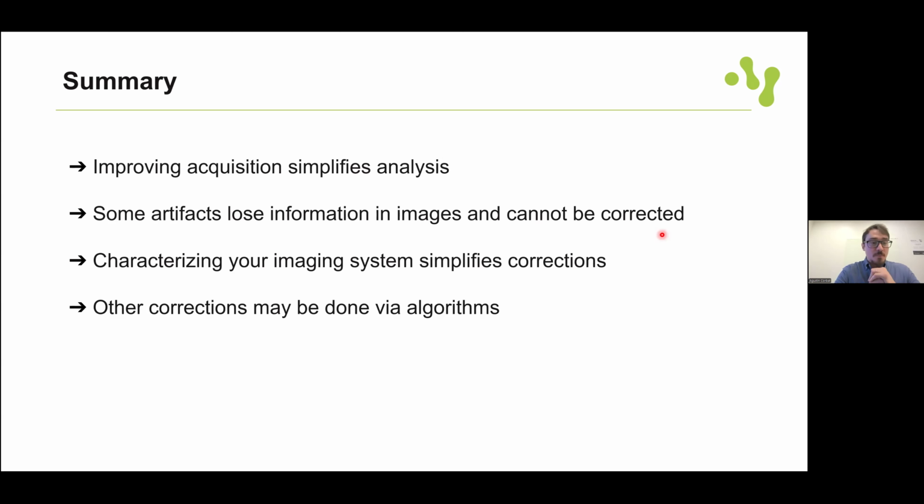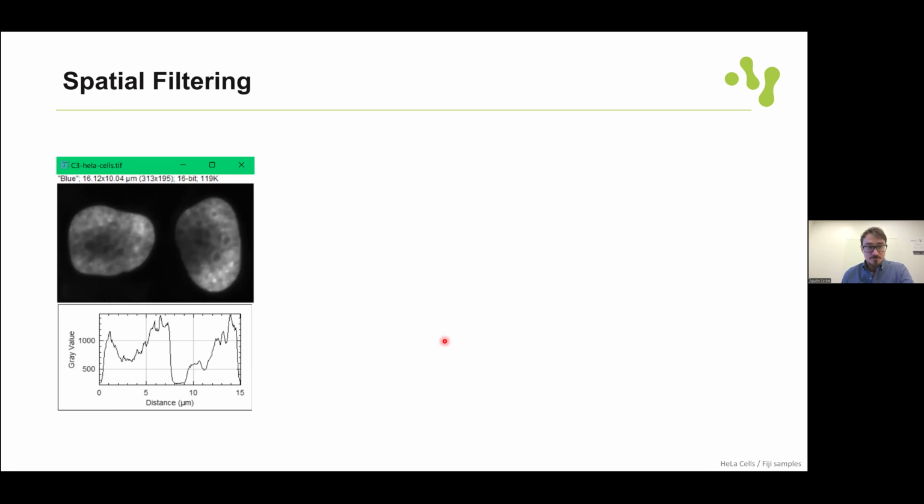Okay, let's sum up this part. Improving the acquisition always simplifies the analysis. Some of these artifacts lose information in these images, so we cannot correct for them. Characterizing the imaging system also simplifies how you will correct afterwards. And some corrections might be done via algorithms, but not all of them.